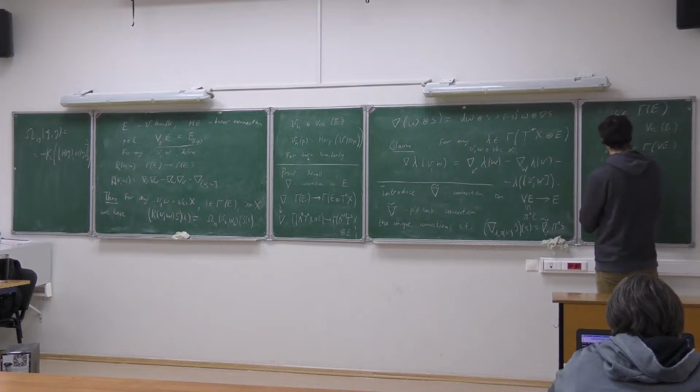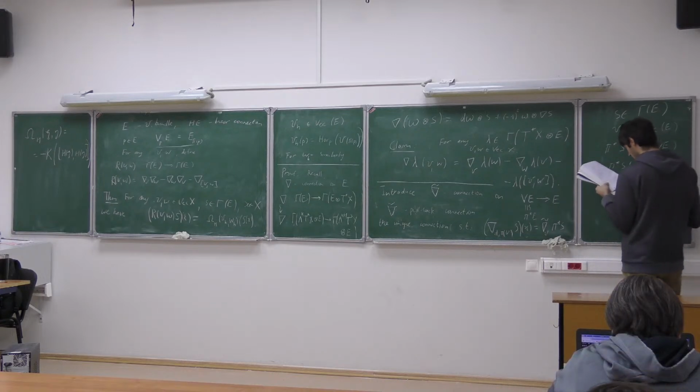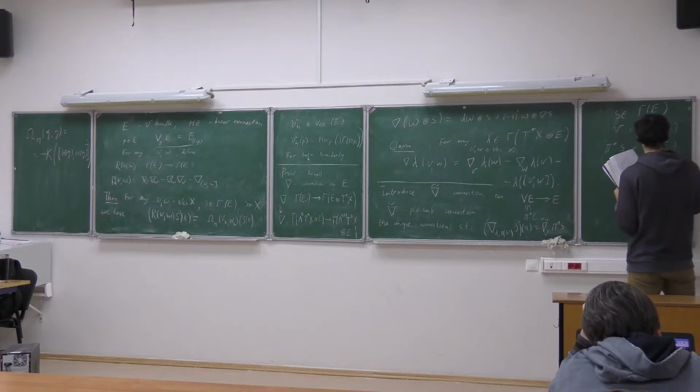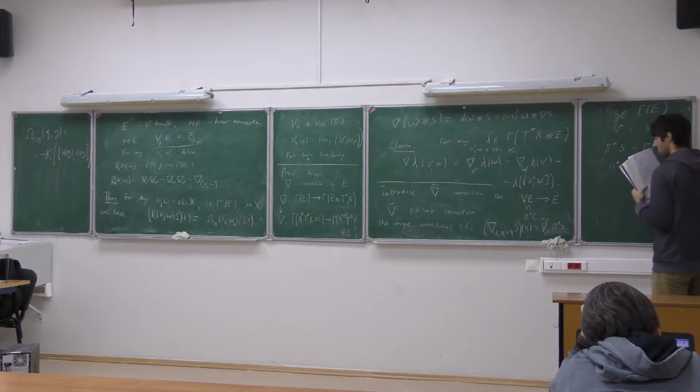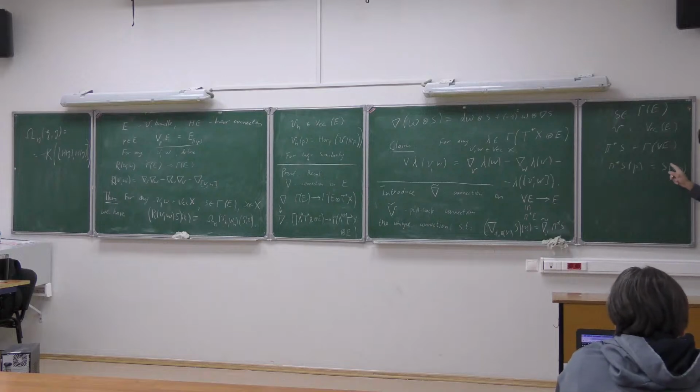Well, I just take pi star of S at P, which is just the same as S of pi of P. Again, we need to identify the fiber of VE and the fiber of E, and therefore this equality will make sense, because this should live in the fiber of VE, and this should live in the fiber of E.